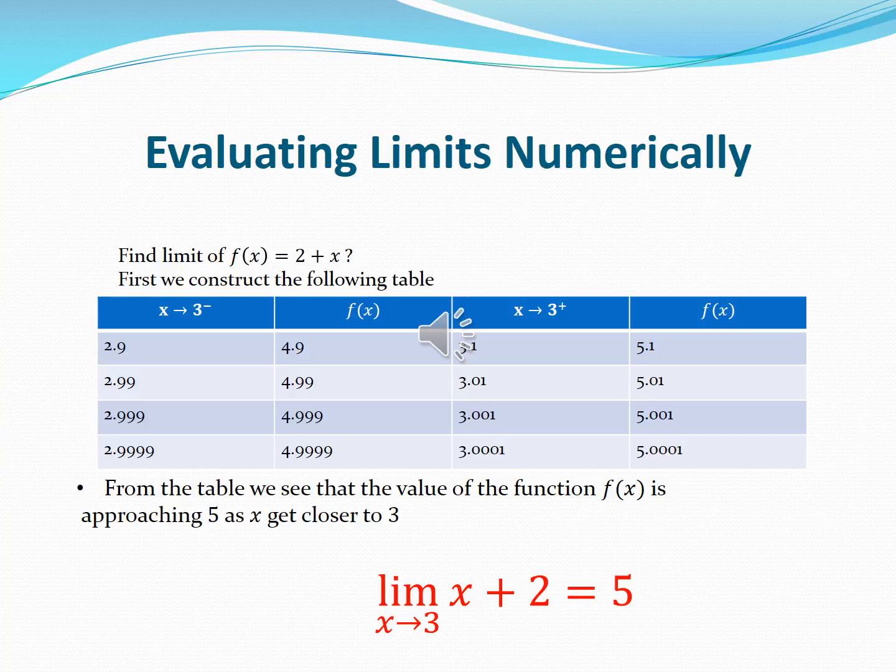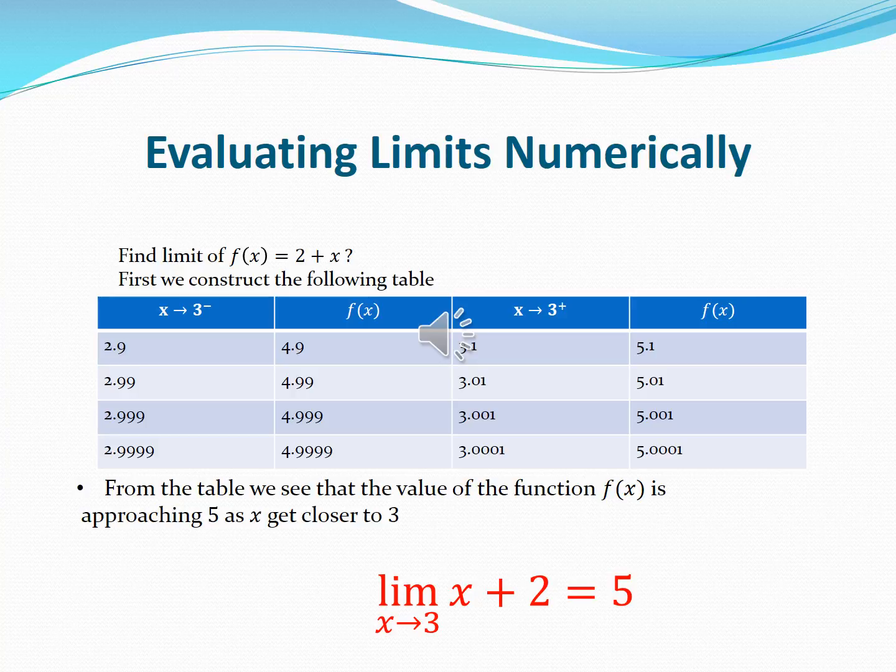Again, we consider numbers that are closer to 3 but not quite at 3 from the right. These numbers are in column number 3. So these numbers would be 3.1, 3.01, 3.001, 3.0001, and then we plug those into the function x plus 2, and we get values for f of x, which are 5.1, 5.01, 5.001, and 5.0001.